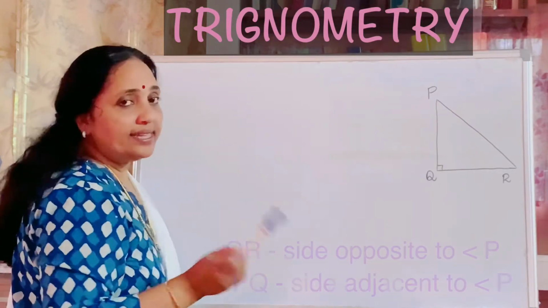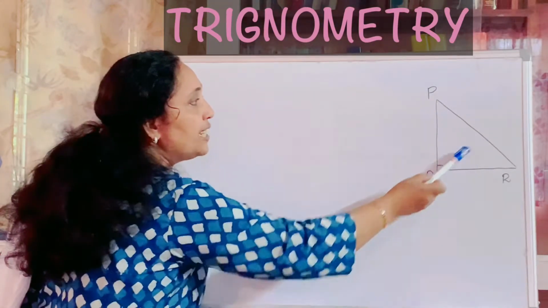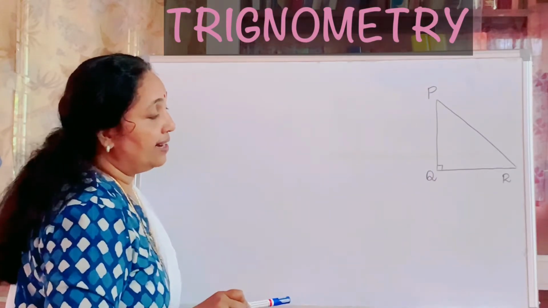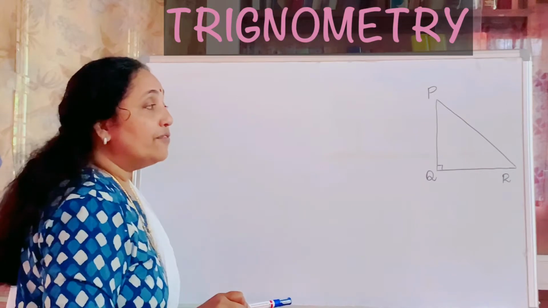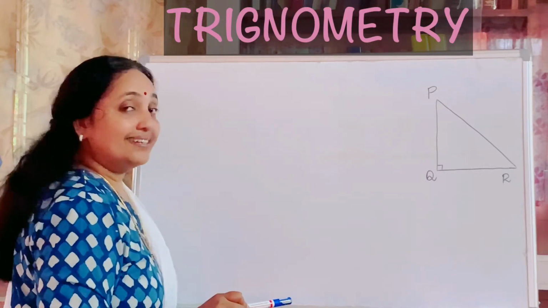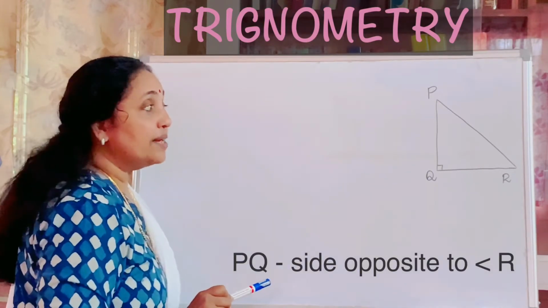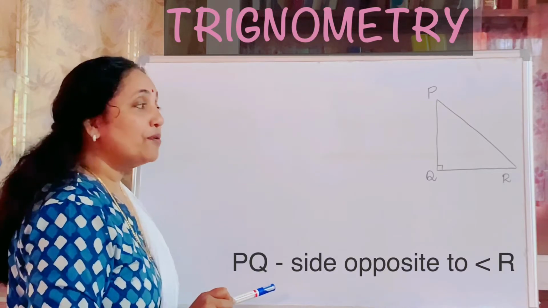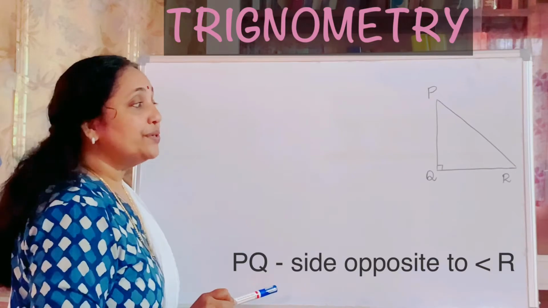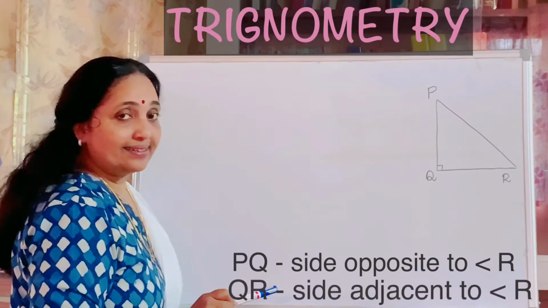Then PR is the hypotenuse. No doubt, because PR is the side opposite to the 90 degree angle. Now you consider angle R. Find out the side opposite to angle R. The side is PQ. So, with respect to angle R, PQ is the side opposite to angle R. Then, the side adjacent to angle R is QR.